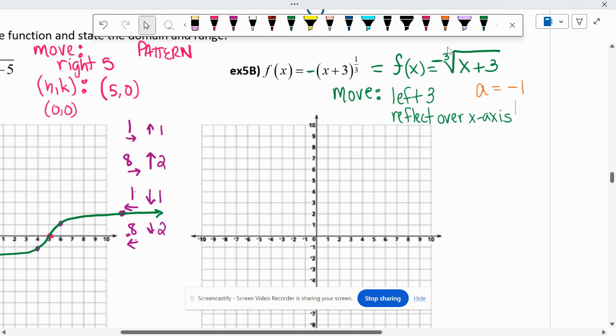Okay, so let's talk about our starting point. If I originally start at 0, 0, and Tyler told me I moved to the left 3, what is my new starting point?